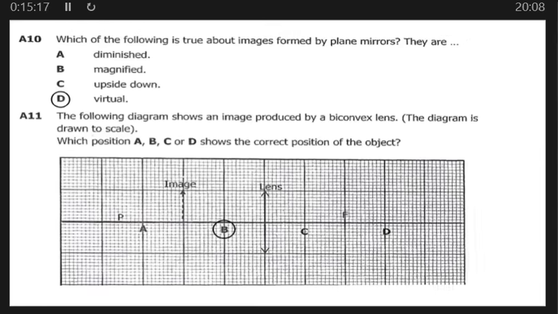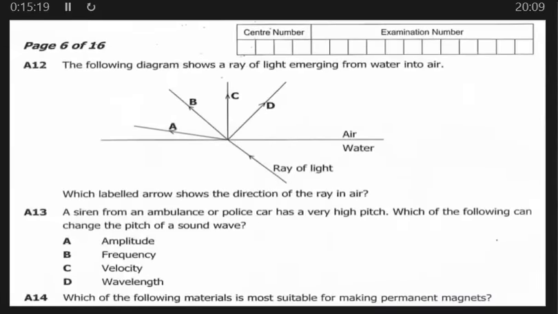All right. So let's go to another question. So this is question 12. Question 12 reads, the following diagram shows a ray of light emerging from water into air. So we have that ray going upwards there, emerging from water into air. All right, so the question says, which labeled arrow shows the direction of the ray in air? All right, so we have A, B, C, D.